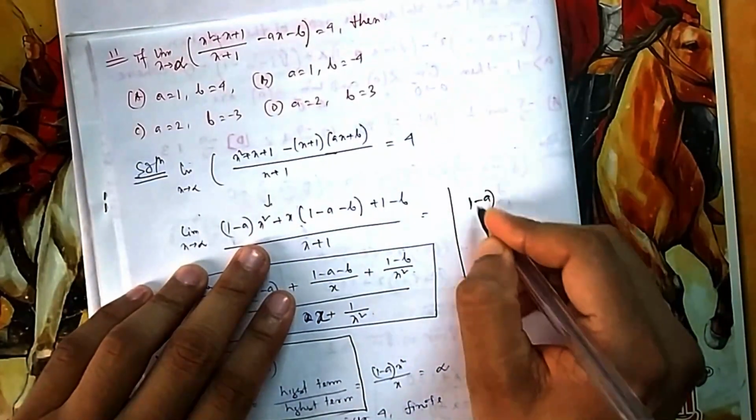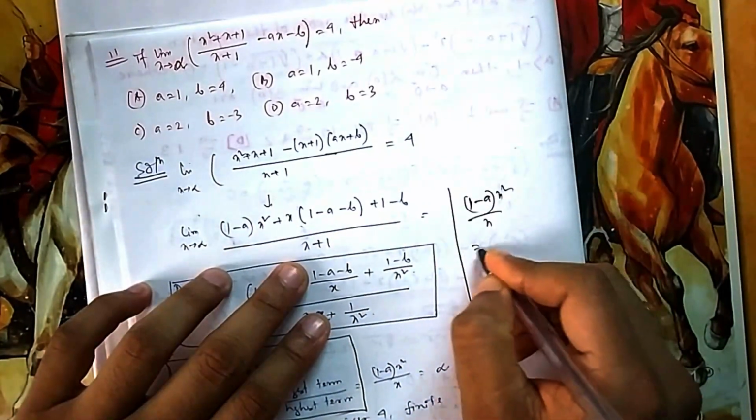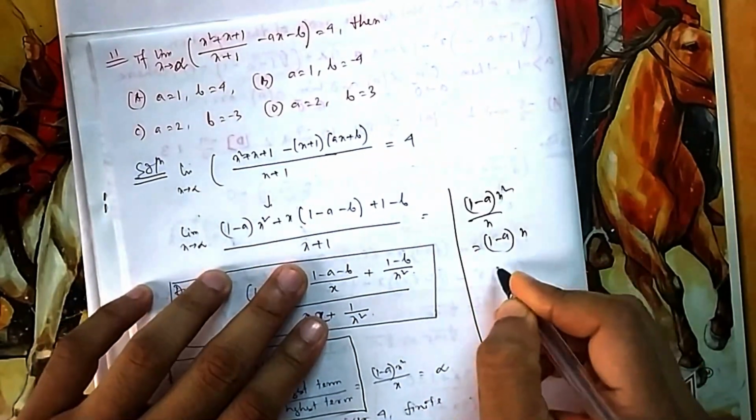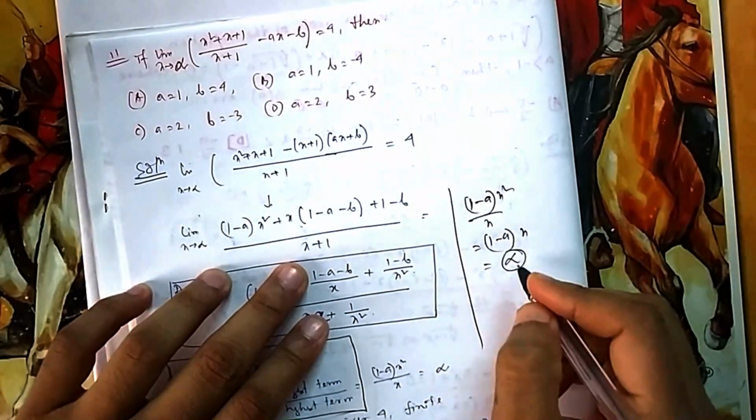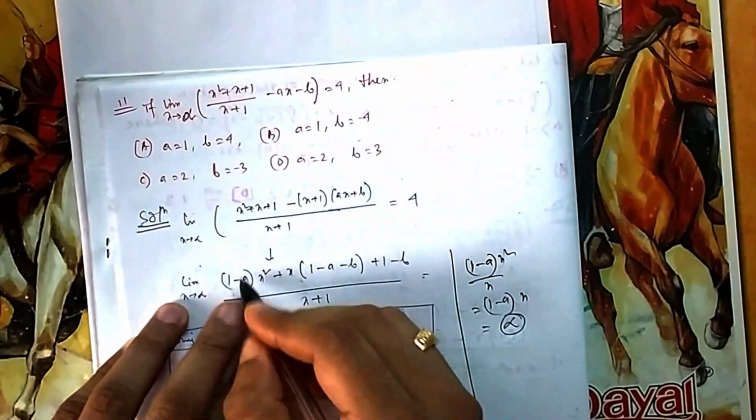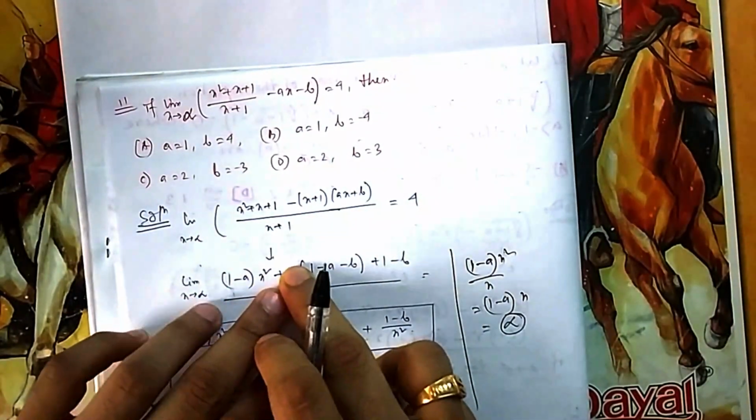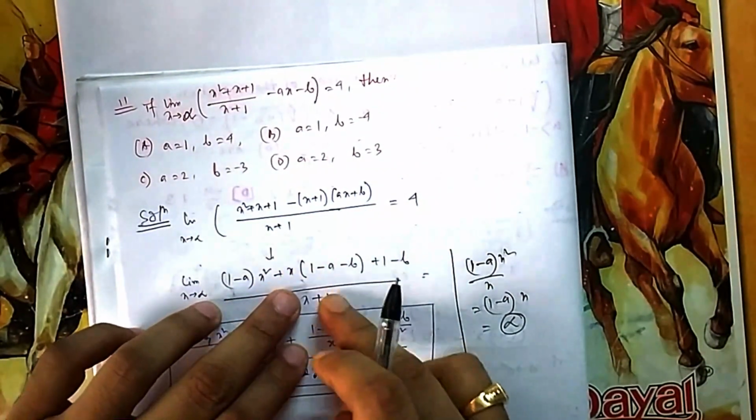It is (1 minus a)x square divided by x. So it is (1 minus a)x. So if you put x tends to infinity, the answer is infinity. So it is undefined, but they have given 4. So the highest should not be square here. Highest should be this one. Then x will get cancelled, and you will get the answer.